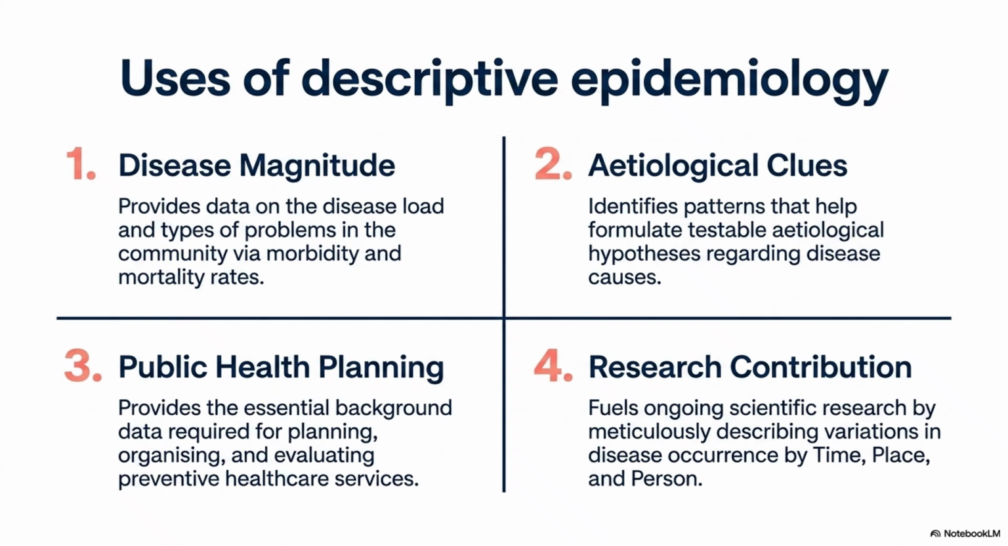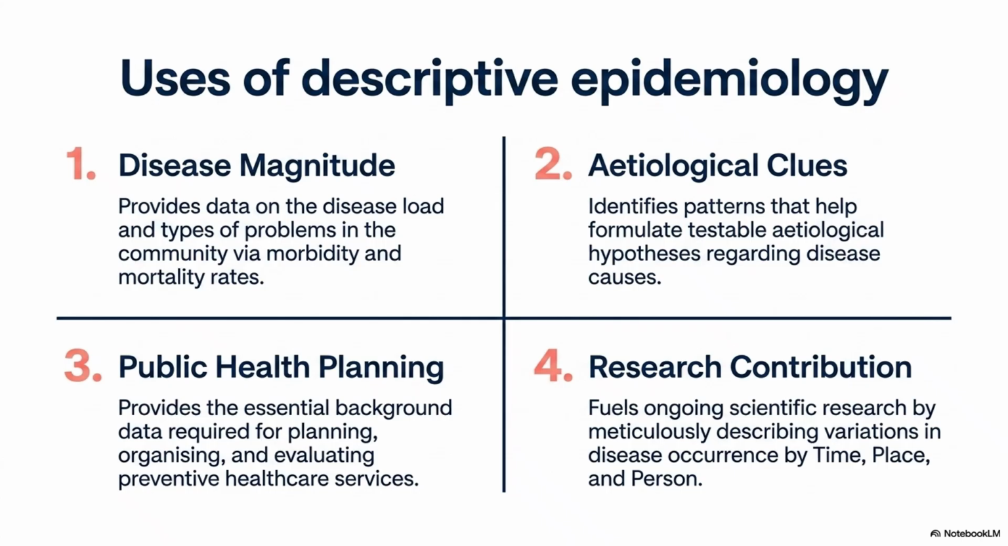And along with those morbidity rates we will also get mortality rates. Mortality rates means how many people are dying. So even case fatality rate we will know. And proportional mortality rate, specific mortality rate, so all those mortality rates also we will know. So that is disease magnitude.